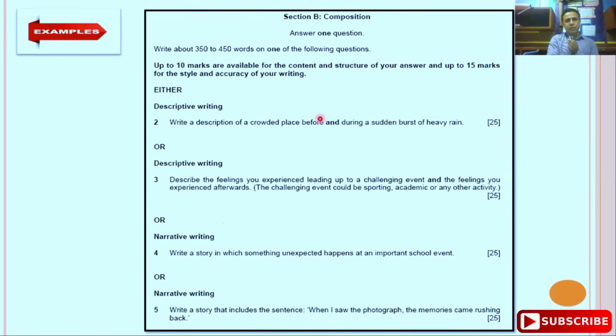This is what we have taken from the specimen paper, and this is of 25 marks. You can write any one of them. This is descriptive writing, and narrative writing. That means 2 topics of descriptive writing and 2 topics of narrative writing.